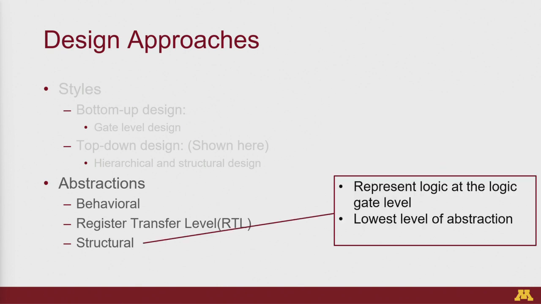At the lowest level of abstraction, we have something called structural. Structural is where you go to the bare metal. You're saying that it is made up of these gates. So you would actually implement your multiplexer in the form of gates like AND gates, OR gates, and NOT gates, and so on and so forth. And I'll give you some examples of this later on.